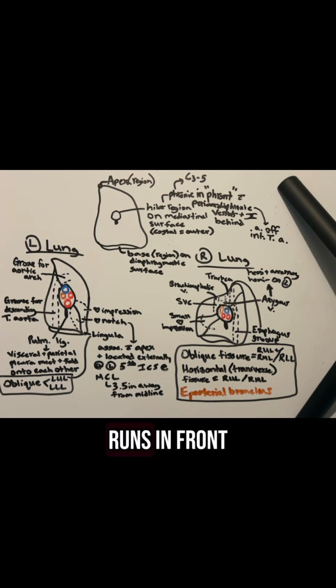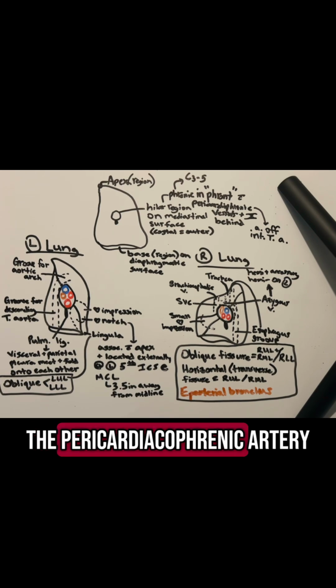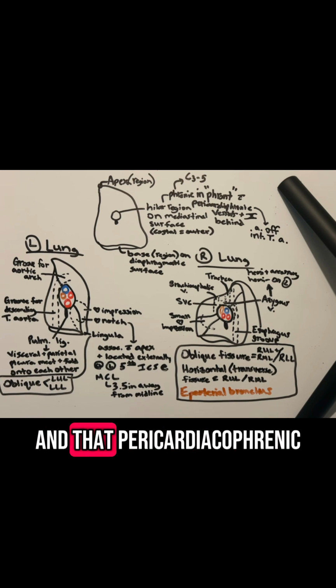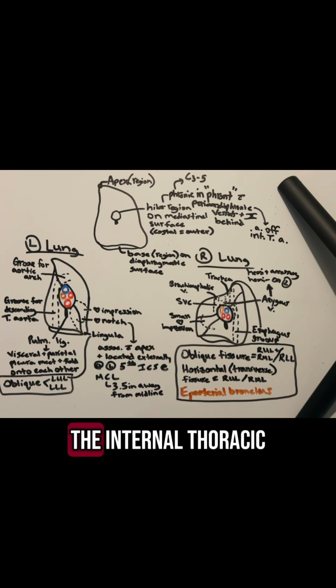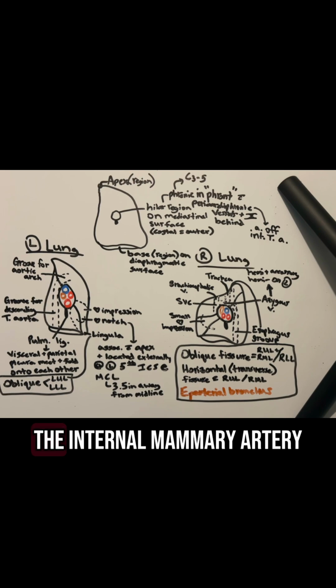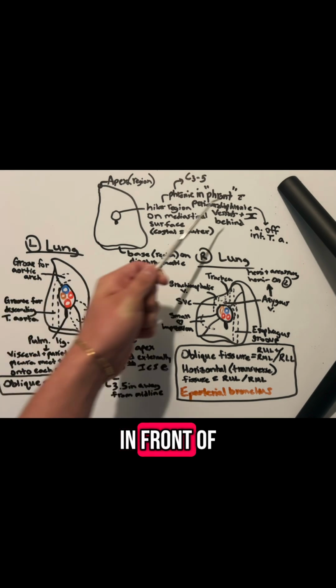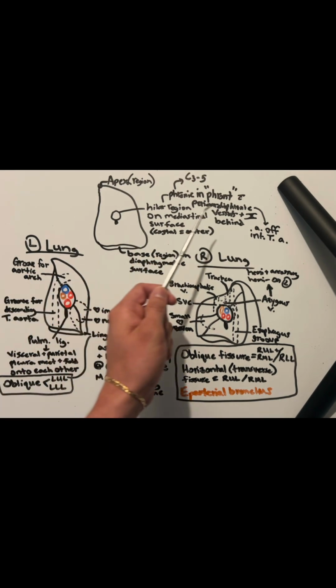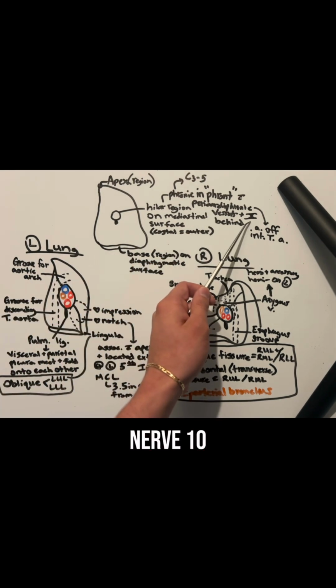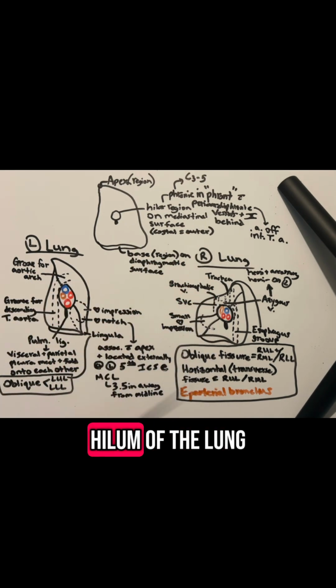Now the phrenic runs in front of the hilum of the lung, but it runs with two vessels, the pericardiophrenic artery and vein. And that pericardiophrenic artery is off the internal thoracic, also known as the internal mammary artery. And although the phrenic nerve runs in front of the hilum of the lung, the vagus nerve, cranial nerve 10, is going to run behind the hilum of the lung.